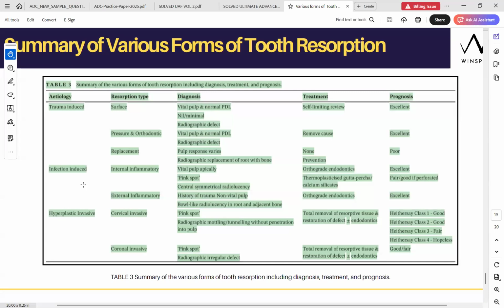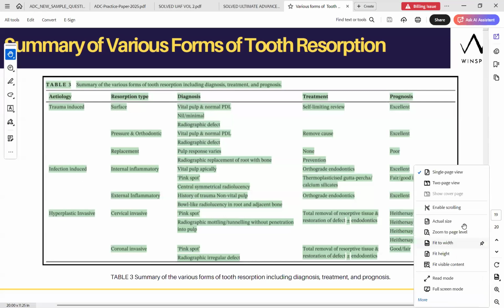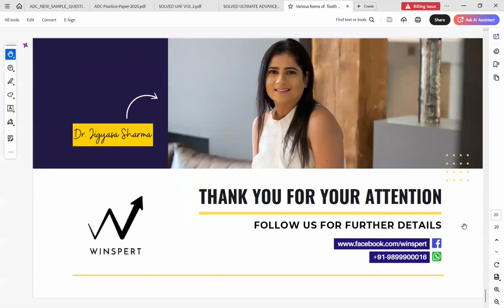Class 1 and 2 will require external approach, class 3 will require internal approach, and class 4 will require extraction. For 1, 2, and 3, both internal and external approaches are treated with trichloroacetic acid, 90% aqueous solution, which leads to coagulation necrosis, curettage, and then endodontics if needed at all. So that summarizes the entirety of all the possible dental resorptions.